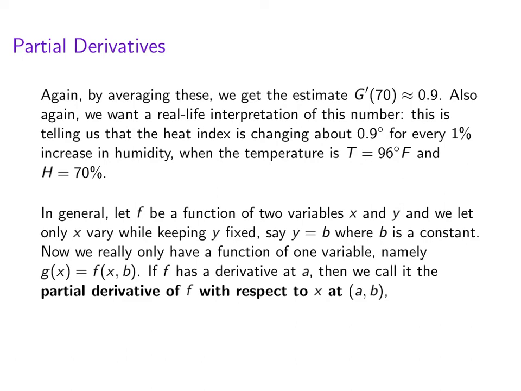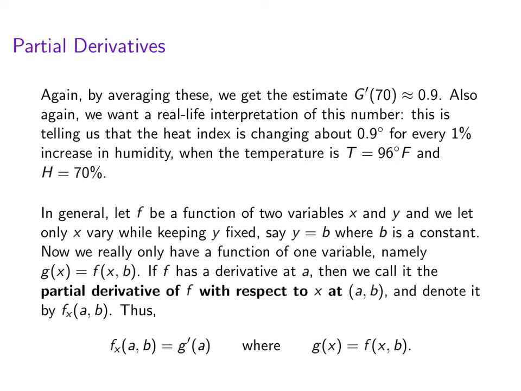If that function has a derivative with respect to a, then we call it the partial derivative of f with respect to x at the point a, b. The way we'll write it is with f sub x of a comma b. So we can say that f sub x of a comma b is equal to g prime of a, where g of x is the function of one variable defined by f of x comma b.